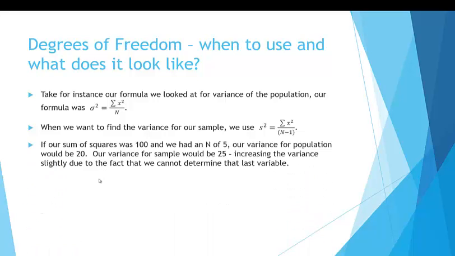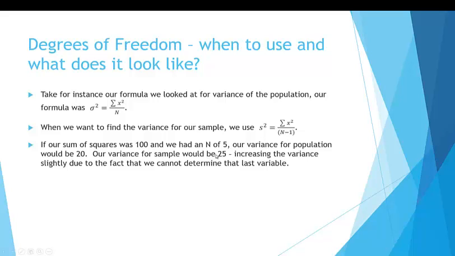So to give you an example of how this increases the variance, if our sum of squares were 100 and we had an n of 5, our variance for the population would be 100 divided by 5, this top formula, which would be 20 for our variance. But for our sample, if this were a sample and we had a sum of squares of 100 and n of 5, it would be 100 divided by 5 minus 1, or 4. Our variance would be 25.